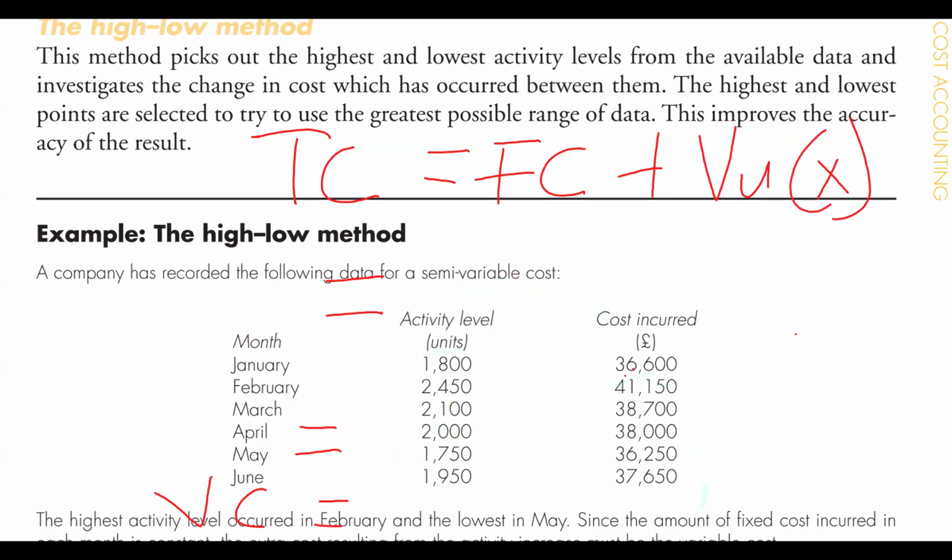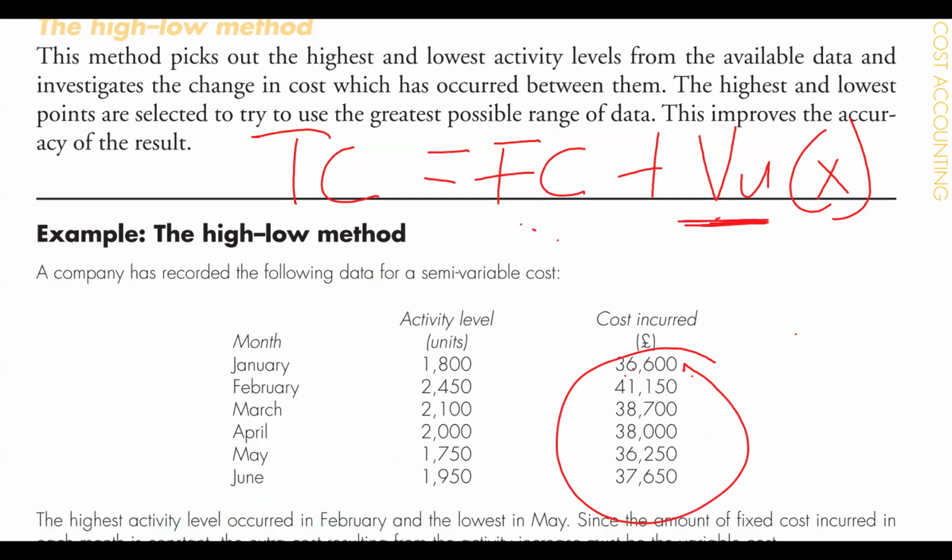Now, when we are given the total cost, since we already have the total cost, then the fixed cost is fixed. The first thing that we need to do is to find the variable cost per unit. Did you get that one? We look for variable cost per unit.